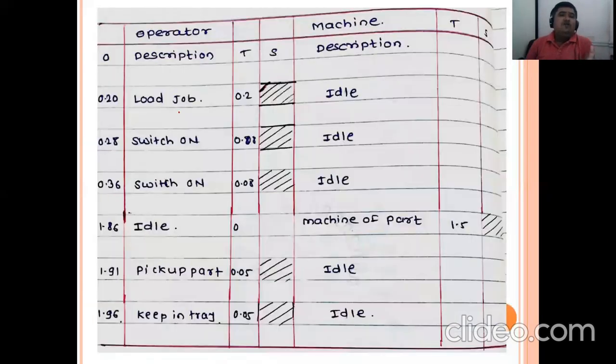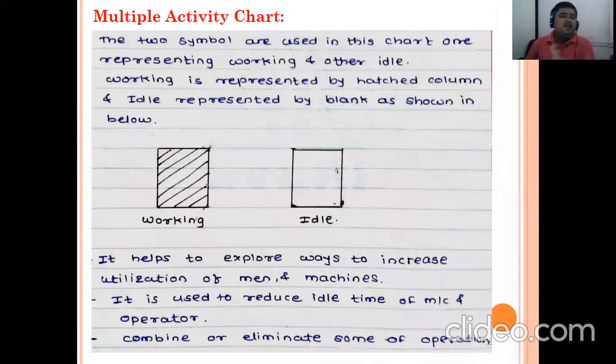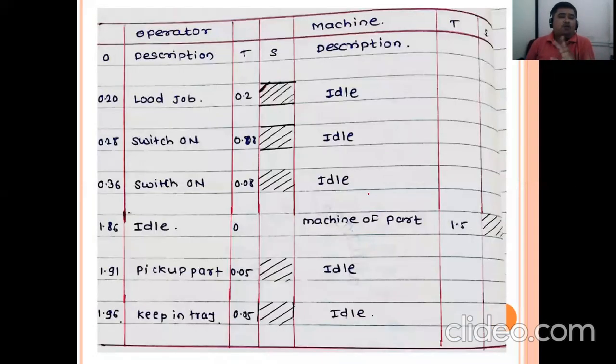This is a very simple chart, the multiple activity chart. By looking at this chart, we can understand the total idle time and total working time. Okay, so this is the multiple activity chart.